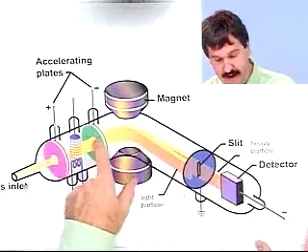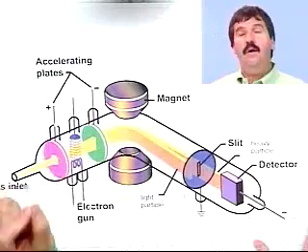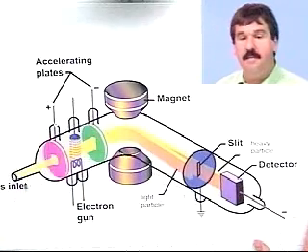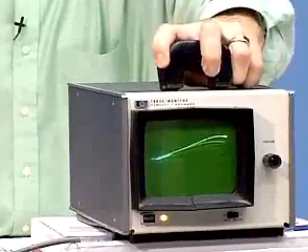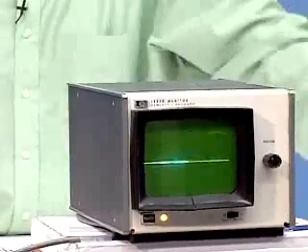So we've got our beam traveling here now. Now we're going to subject it to the magnetic field. Remember, the magnetic field is going to cause that beam of charged particles to bend, and how much they bend depends simply on how massive they are.